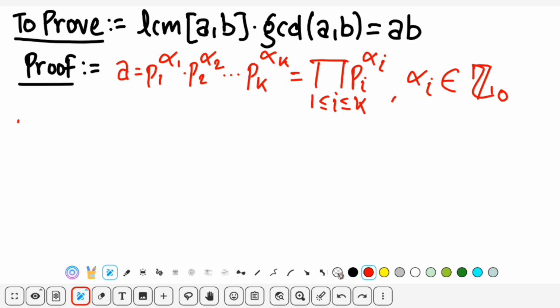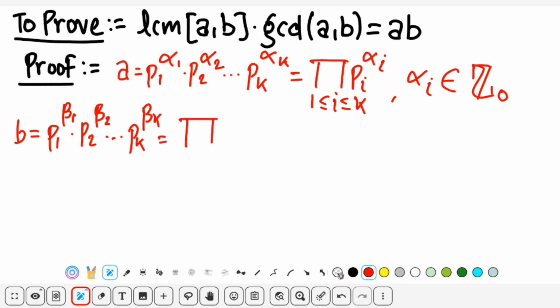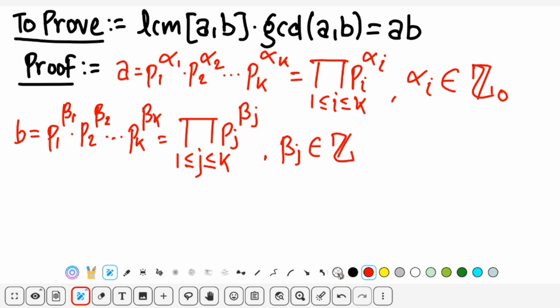Okay, B equals P1 raised to the power beta 1 times P2 raised to the power beta 2 dot dot Pk raised to the power beta k. Now in product form, 1 less than equals to j less than equals to k Pj raised to the power beta j, where beta j belongs to non-negative integers.